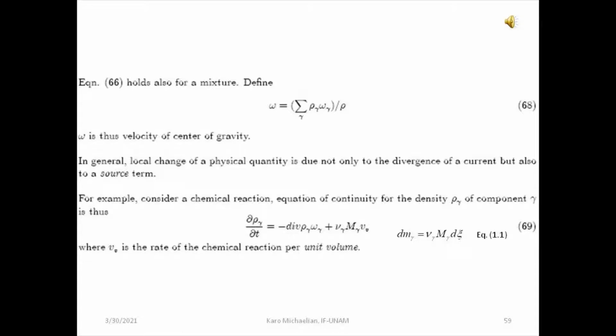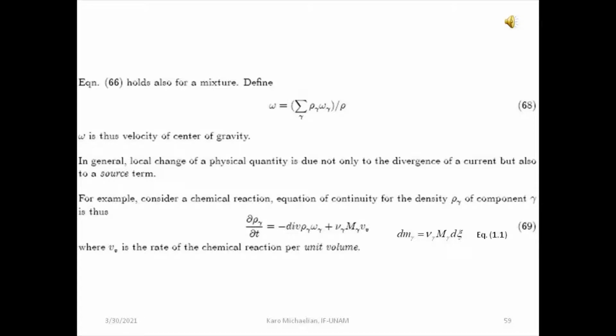In general, the local change of a physical quantity is due not only to the divergence of a current, but also to a source term. For example, if we consider a chemical reaction in which we are producing certain components, gamma, the equation of continuity for the mass density rho gamma, that is, of the mass density of component gamma, is just this equation 69, in which we have included the second term, which is due to the production of that component gamma due to the chemical reactions.